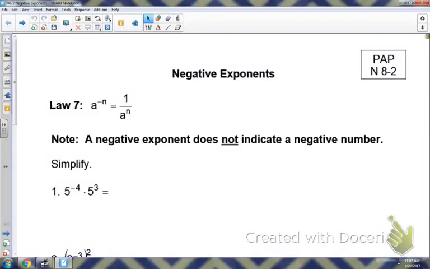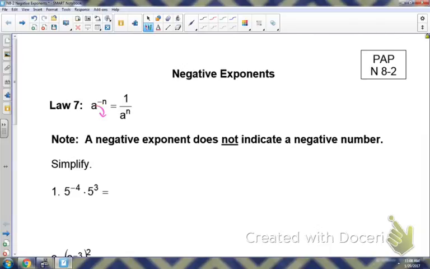Okay, so today on Notes 8.2, we're going to be looking at another law. Law 7 states that if we have a negative exponent, we'll take that base and the negative exponent and we'll move it. So in this example, if it's here, we would move it to the bottom to make it 1 over a to the positive n power. If it was on the bottom of a fraction, in order to make it positive, you would take the base and the negative exponent and you would move it to the top.